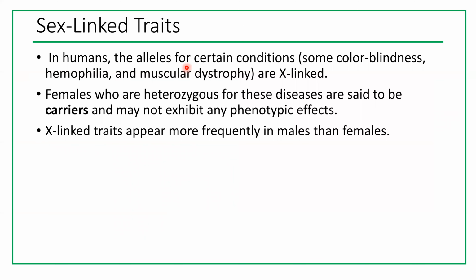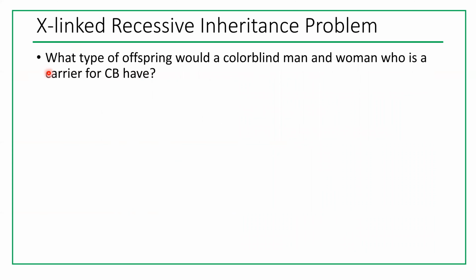So in humans, the alleles for certain conditions, color blindness, hemophilia, muscular dystrophy, are X-linked. Females who are heterozygous for these diseases are said to be carriers and may not exhibit any phenotypic effects. X-linked traits appear more frequently in males than females. So here's a genetic problem. What type of offspring would a colorblind man and a woman who is a carrier for colorblindness have?